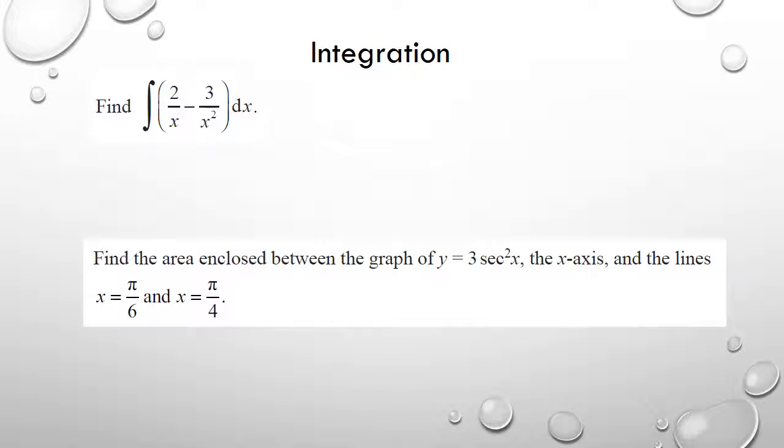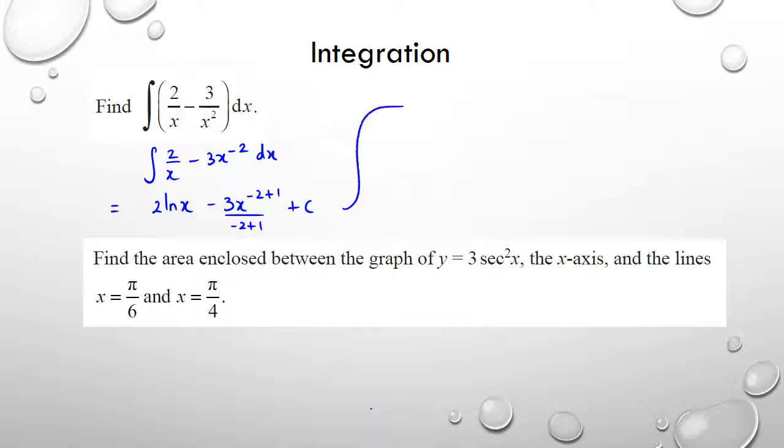Alright guys, so with this question, we've got 2 over x minus 3 over x squared. So I'm going to write this as the integral of 2 over x minus 3 times x to the power of -2 dx. So when I integrate this, 2 over x could be written as 2 ln of x, minus 3 times x to the power of -2 plus 1, divided by -2 plus 1, plus c.